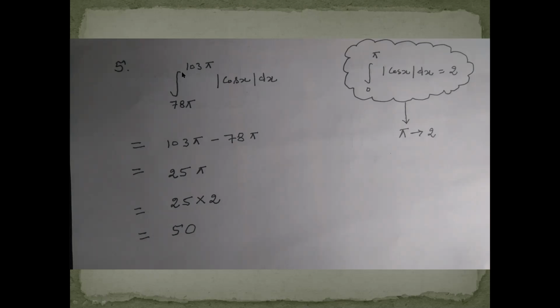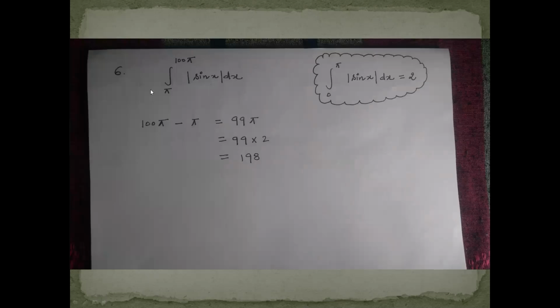Now let us see the result of question number 6. My dear friends, our next question is the integral from pi to 100 pi of modulus of sine x dx. Once again the upper limit is 100 pi and the lower limit is pi. Their subtraction is 99 pi. So 99 into pi, the value of pi is 2, so 99 into 2 is equal to 198. This is the result. Fantastic, very easy. This will take no time to solve multiple choice questions.